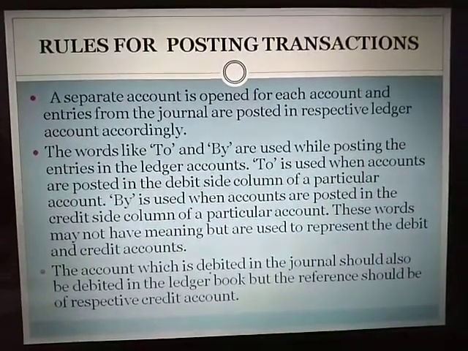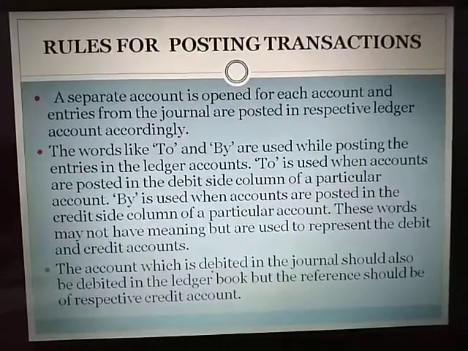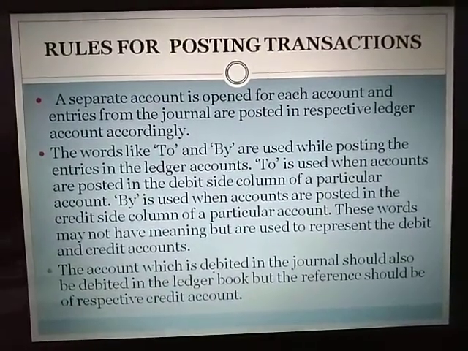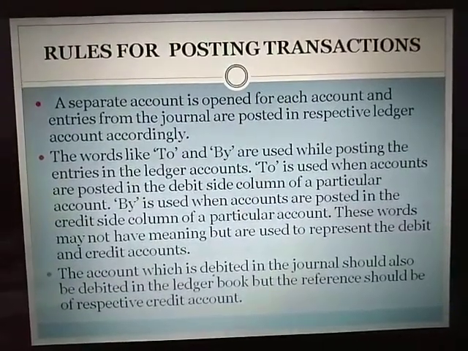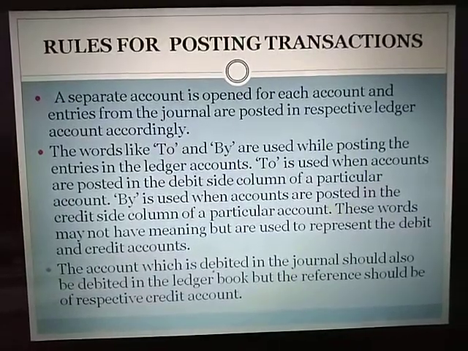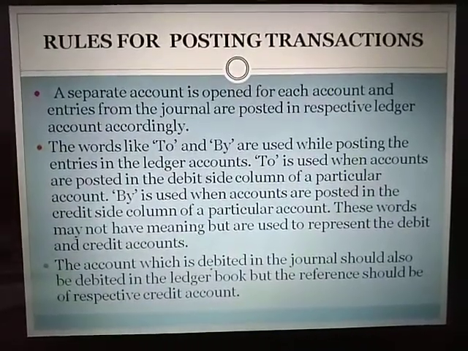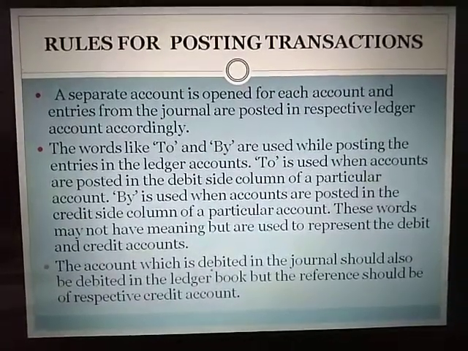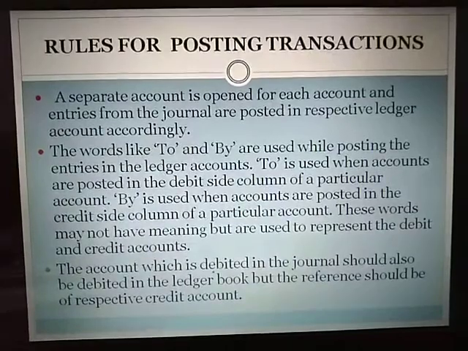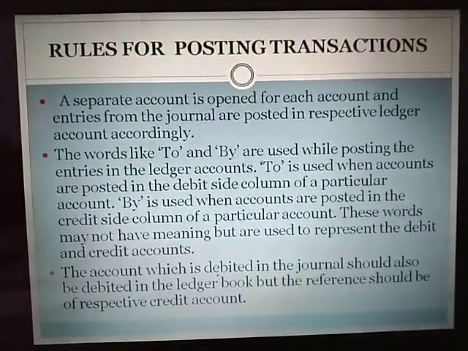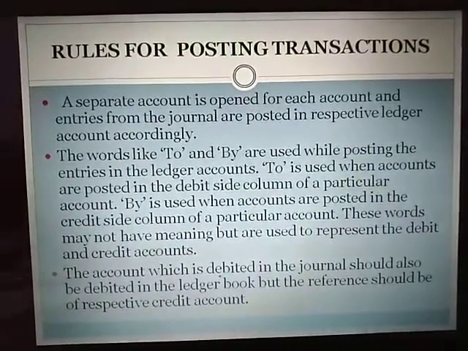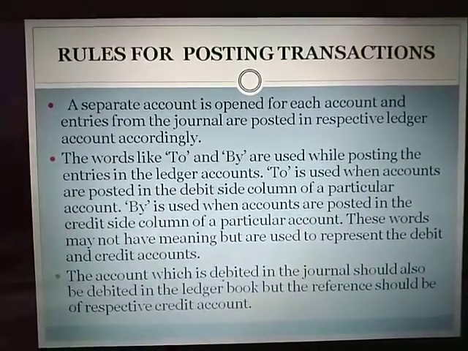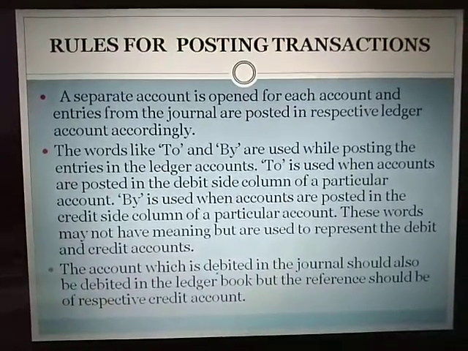Okay, that means suppose in the journal entries there is: purchase account debit to cash account. Now we make two ledger accounts from this. That means one we are making for purchase account and one for cash account. So in the purchase account, the one which is debited, we will write as "To cash account". I again repeat, in the purchase account we will record "To cash account".